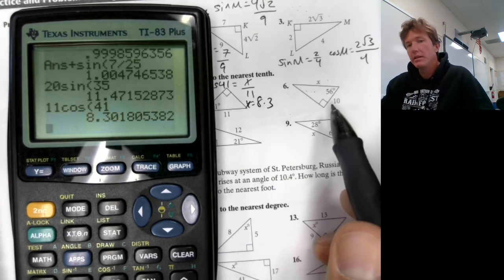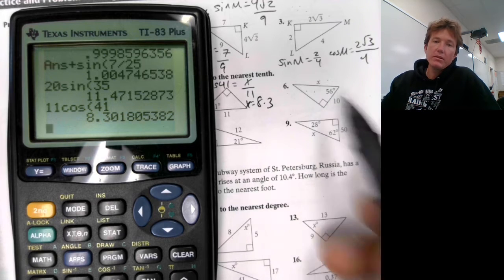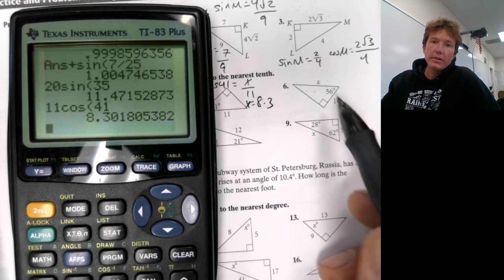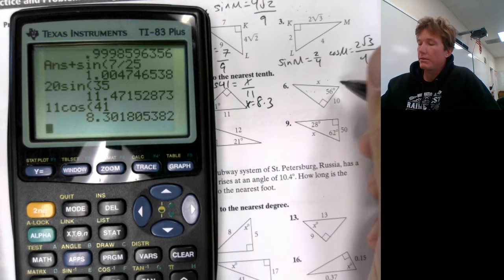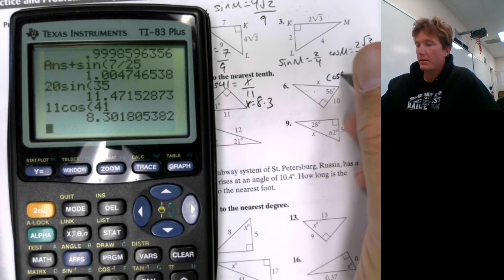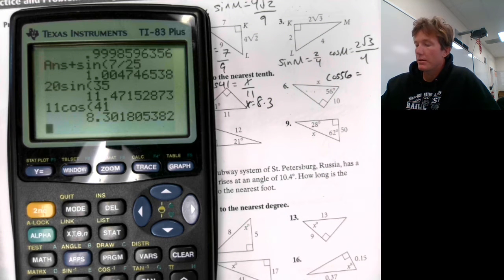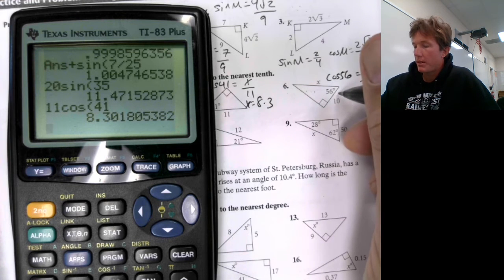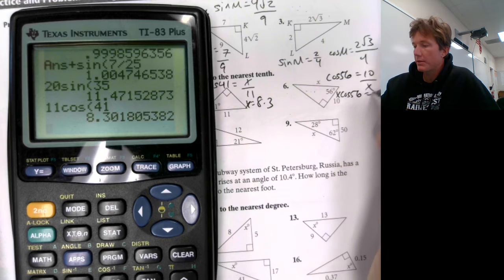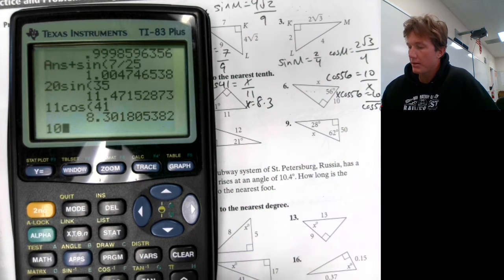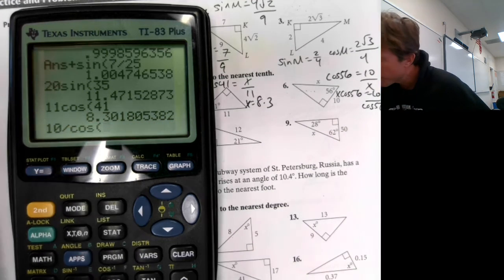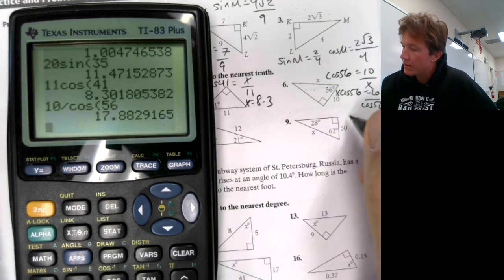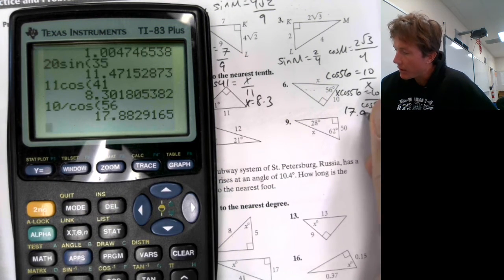Next one, I have the angle. I have the near side. I'm looking for the hypotenuse, so I'll use the cosine. So this is cosine of 56 equals adjacent over hypotenuse. So multiply by x, x cosine 56 equals 10, and then divide by cosine of 56. So 10 divided by cosine of 56 is 17.9.